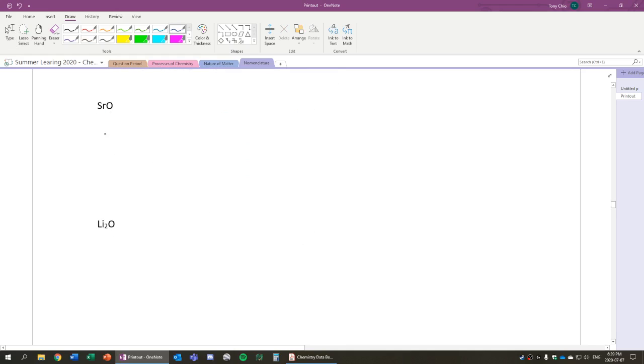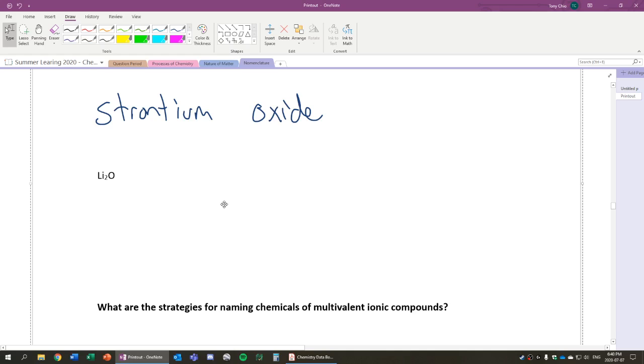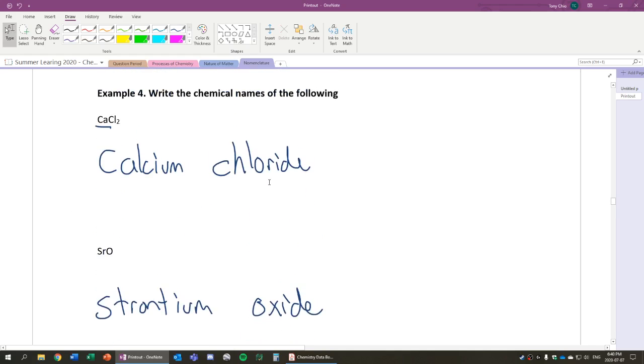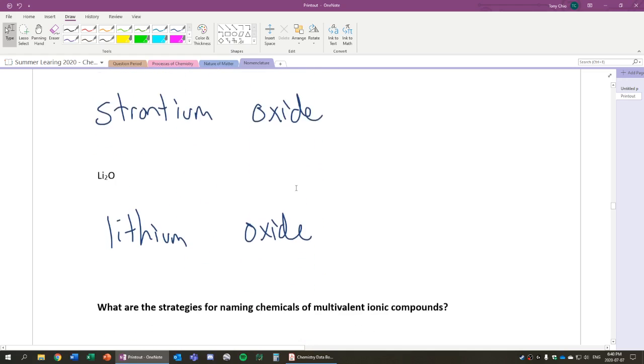SrO. Sr is strontium. It doesn't change. It's a metal. Oxygen becomes oxide. Last but not least, in this example here, Li is lithium. And again, O is oxide. So that's how we name our chemicals, our non-multivalents.